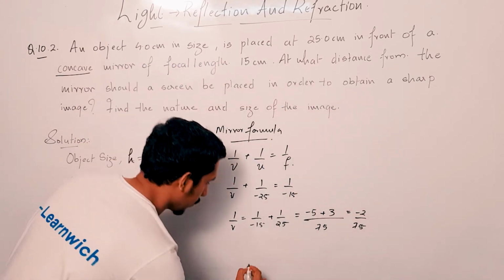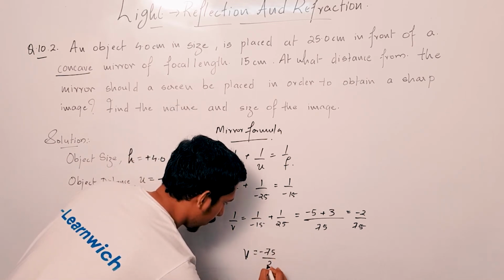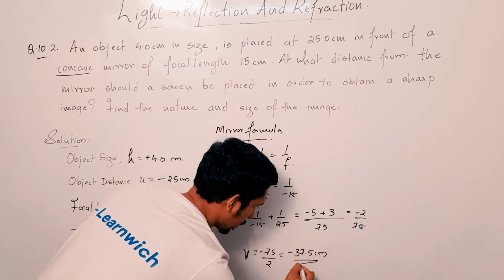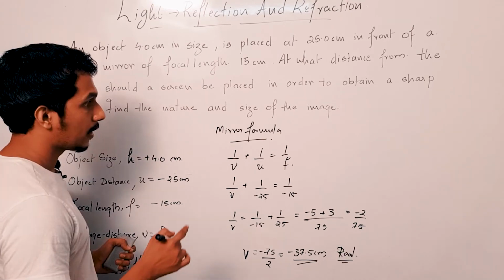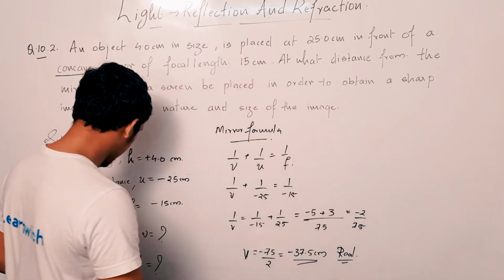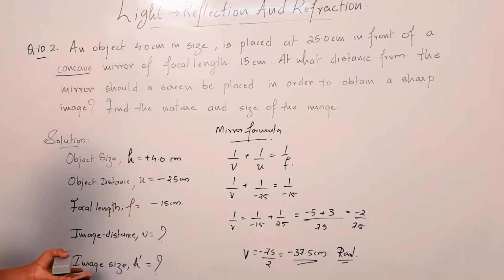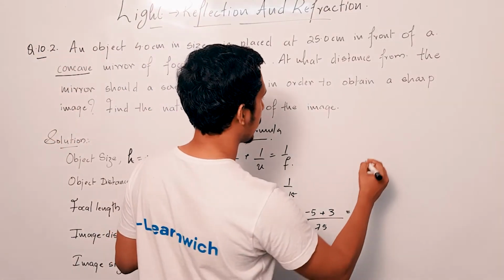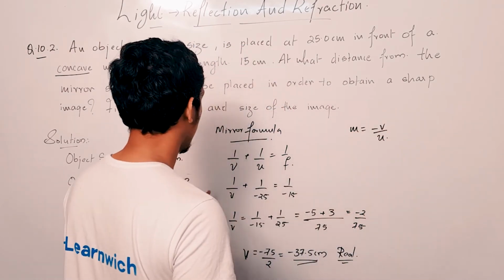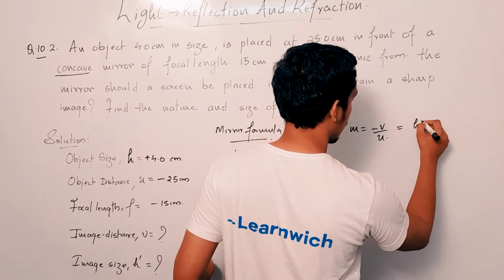Now this is 1 by v. So v will be, you invert it, minus 75 by 2, or you can write minus 37.5 centimeter. Now that is the image distance. Now let's find out the size of the image. The h dash is what they're asking. Do I know the magnification? Magnification is the only formula where I can use this h dash. Magnification is not given, but I can find it out by using minus v by u, which is h dash by h.